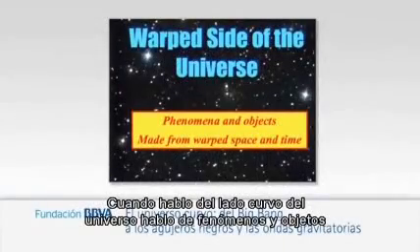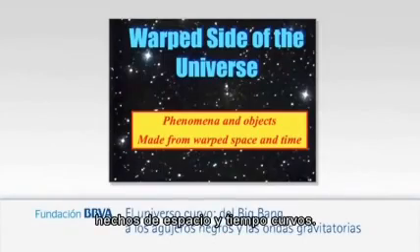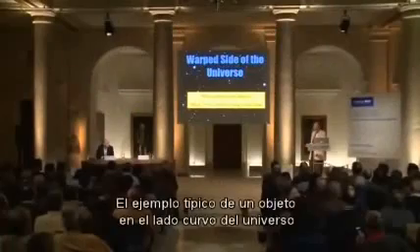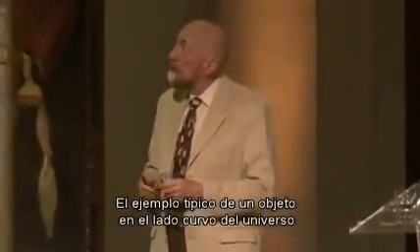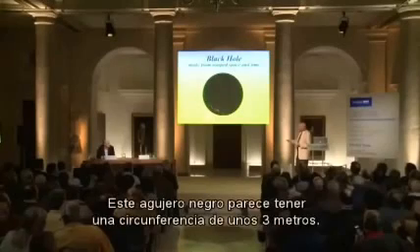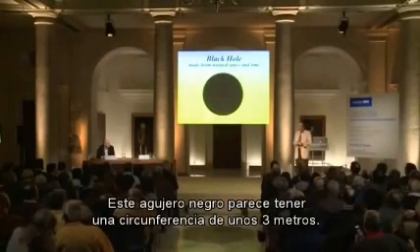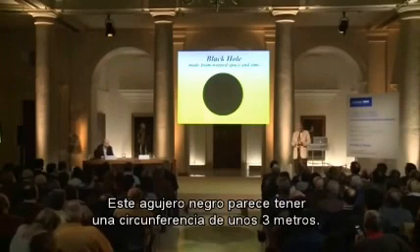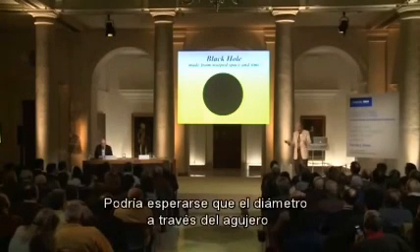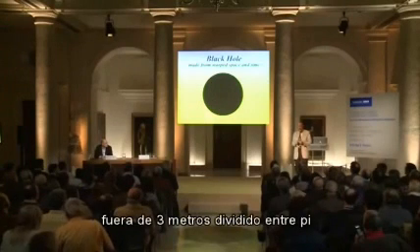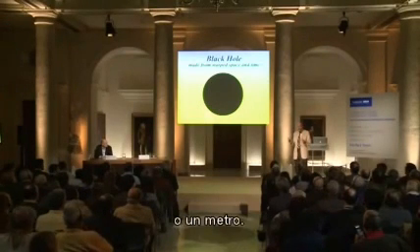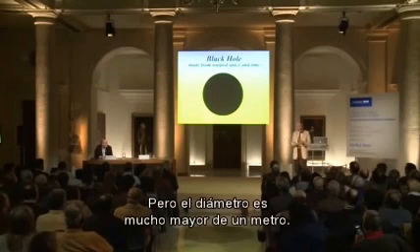By the warped side of the universe, I mean phenomena and objects that are made from warped space and warped time. The typical example of an object on the warped side of the universe is a black hole. This black hole appears to have a circumference of about 3 meters. And so you would expect that the diameter through the black hole would be 3 meters divided by pi, or 1 meter. But in fact, the diameter is far larger than 1 meter.